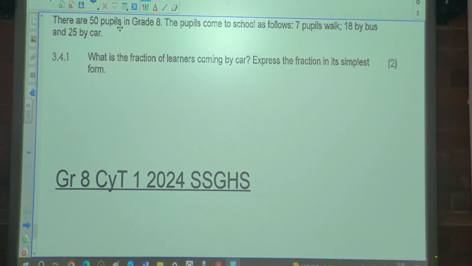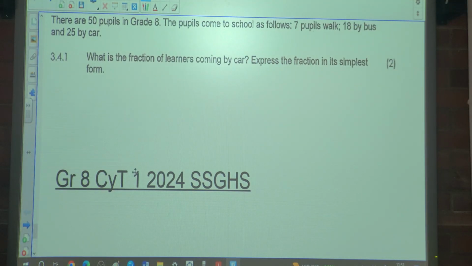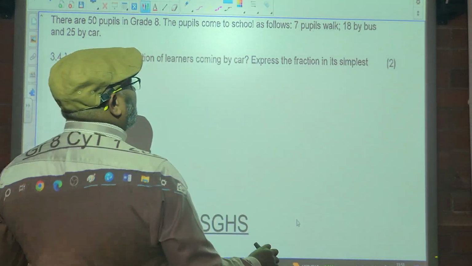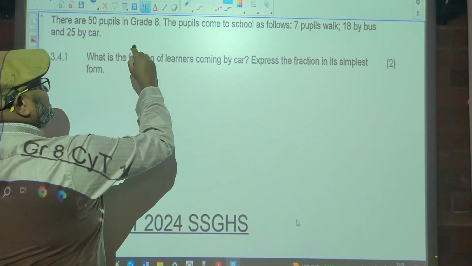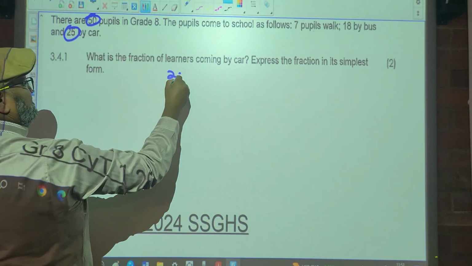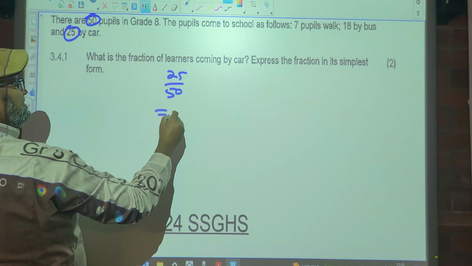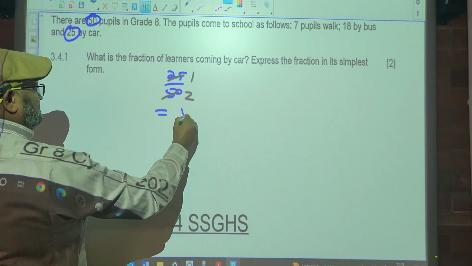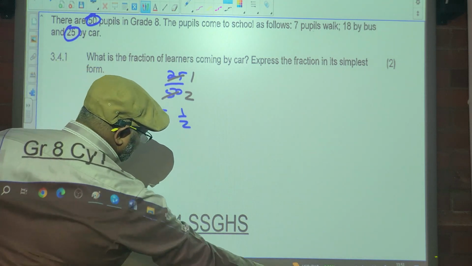3.4. You have 50 pupils in grade 8. The pupils come to school as follows: 7 walk, 8 by bus, and 25 by car. What fraction of learners comes by car? So car is going to be 25 of the total, which is 50. So it's 25/50. 25 goes into 25 once and into 50 twice. So it's simply a half.